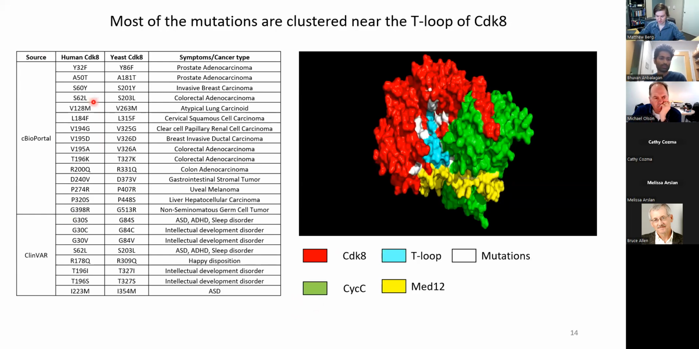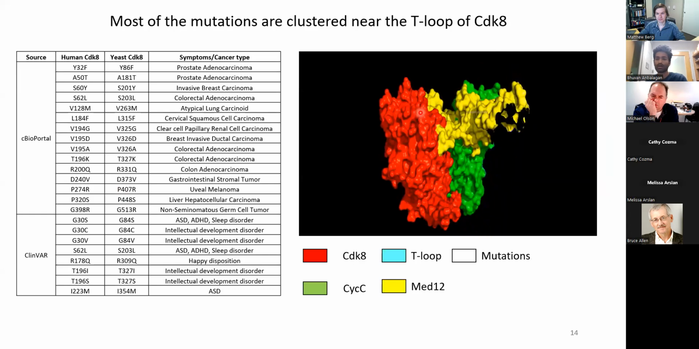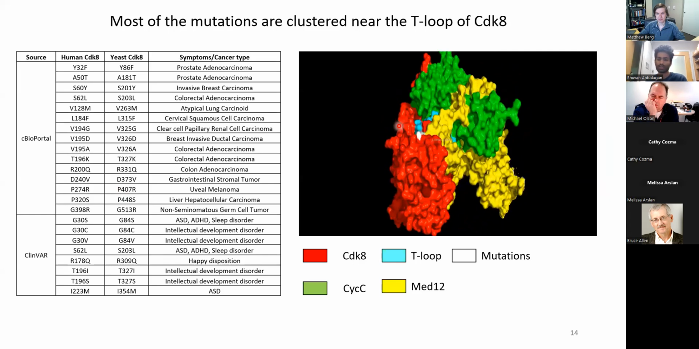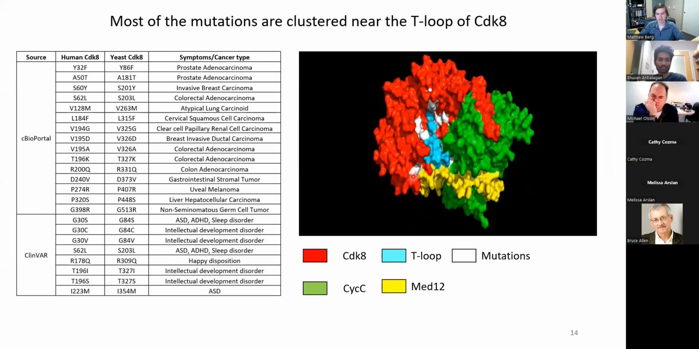So these are the 23 mutations which I found from both cBioPortal and ClinVar, and these are the human missense mutations and their identical residues which are found in yeast. When I tried to map these mutations onto the structure of CDK8, I found that most of the mutations were found in and around the activation loop or the T-loop, and sometimes on the interaction site between cyclin C and CDK8, or on the interaction between MED12 and CDK8, suggesting that these mutations might affect the activity of CDK8.